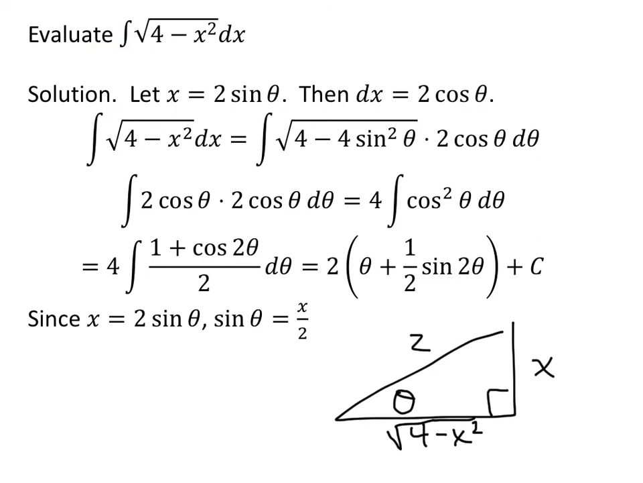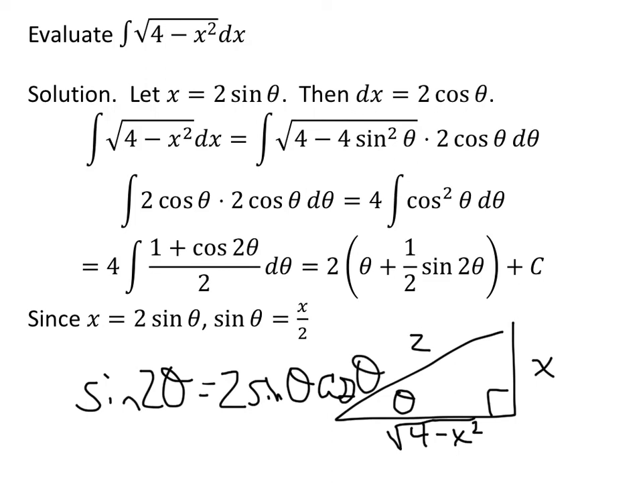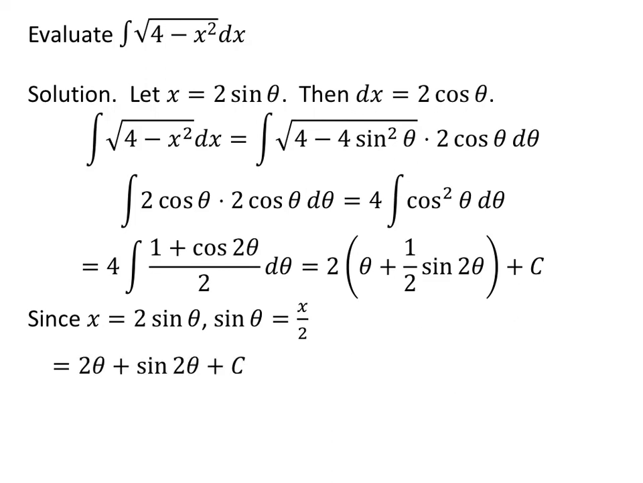Let's see, wait. I need another trig identity. Sine of 2 theta is 2 times the sine of theta cosine theta. So I'm going to make that equivalence. So we've got 2 theta. I've just done a little distribution here.